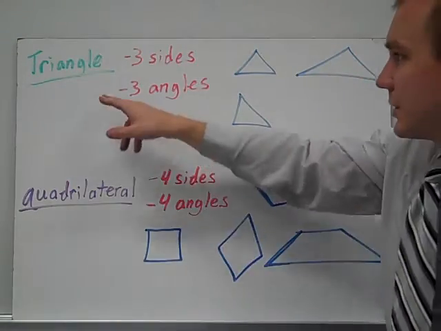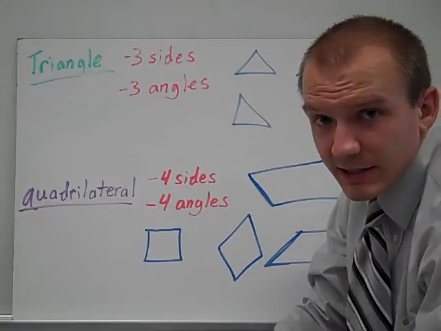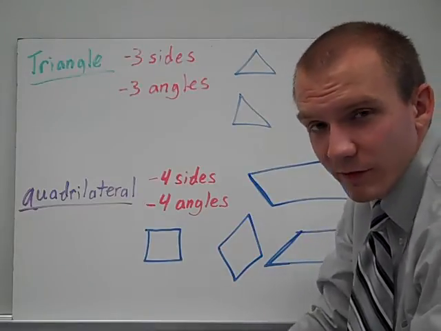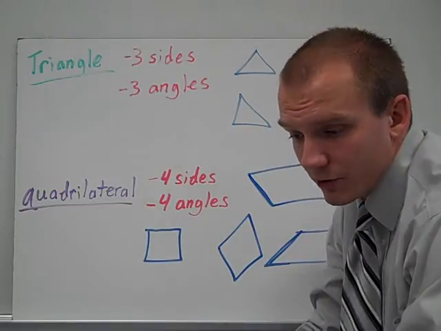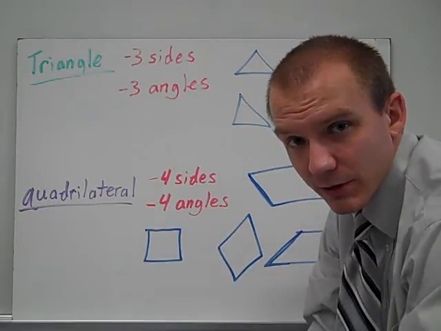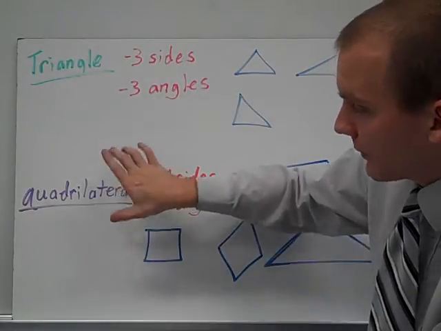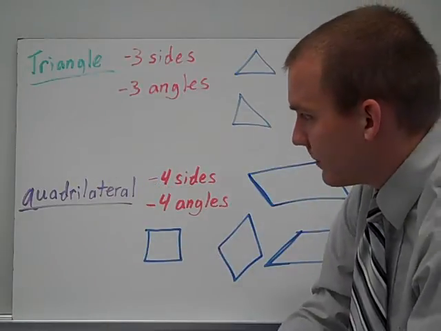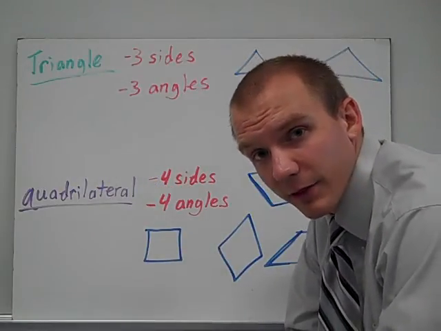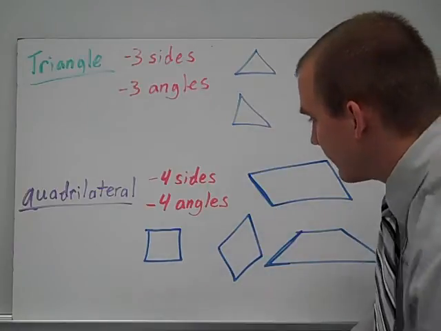So a triangle has 3 sides and 3 angles. Only one of them would ever be a right angle, but just know the triangle is 3 sides, 3 angles. Here are some different examples. A quadrilateral is the most important shape or polygon we're going to talk about in 3rd grade. It has 4 sides and 4 angles.